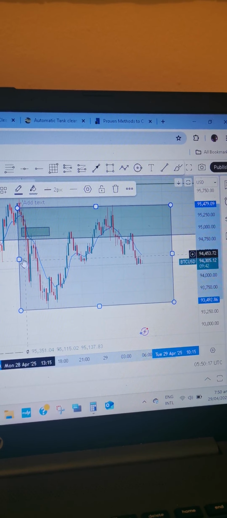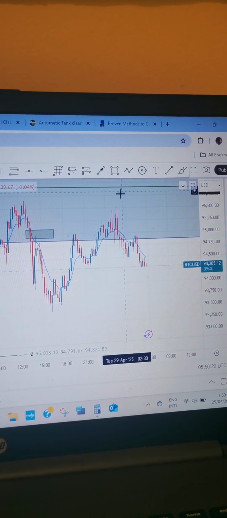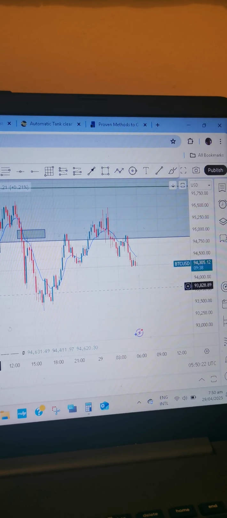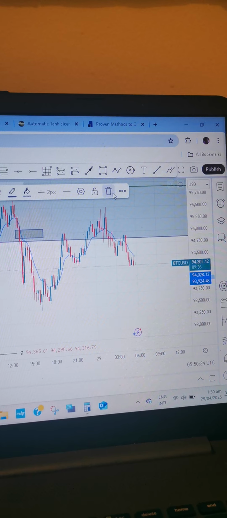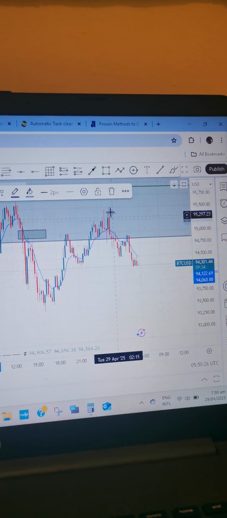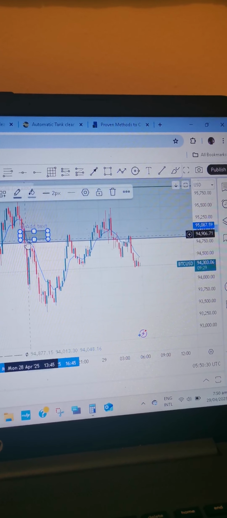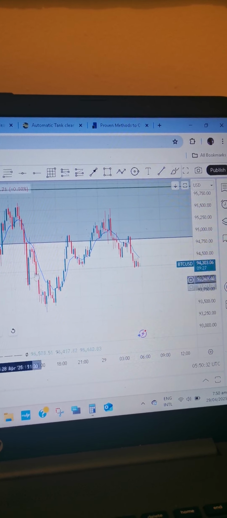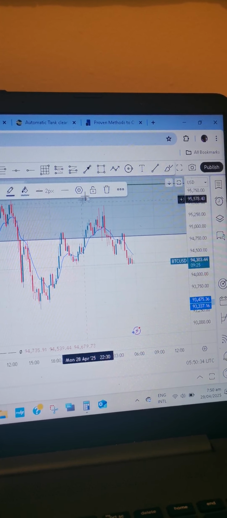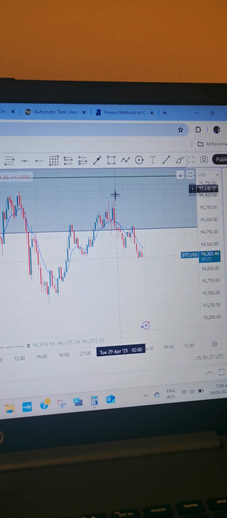But basically, in short, fair value gaps are just an indication of where the market is strongest, whether it's bearish or bullish. Then it will give you an indication of where your market is heading to. I hope that makes sense.